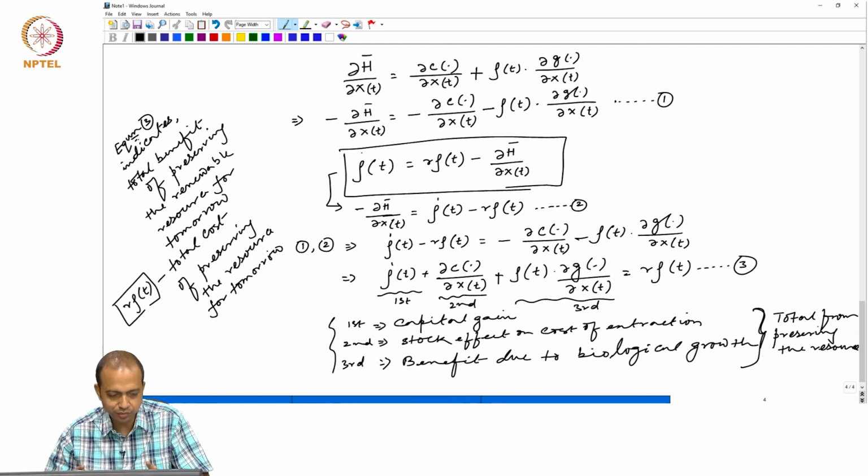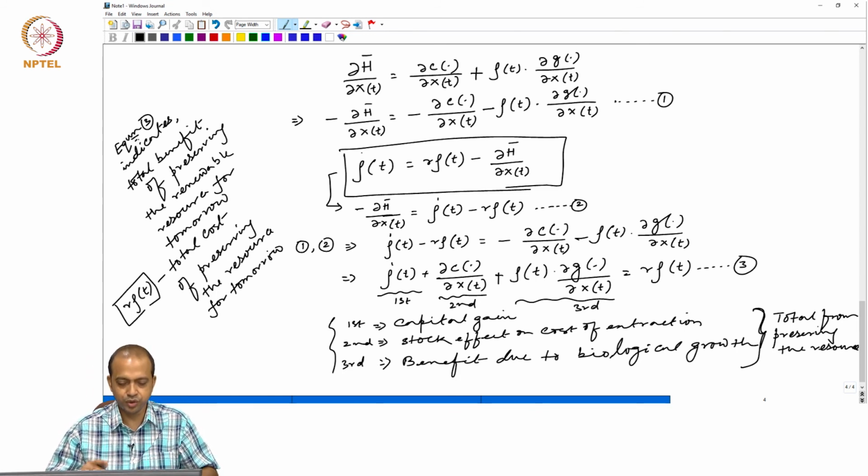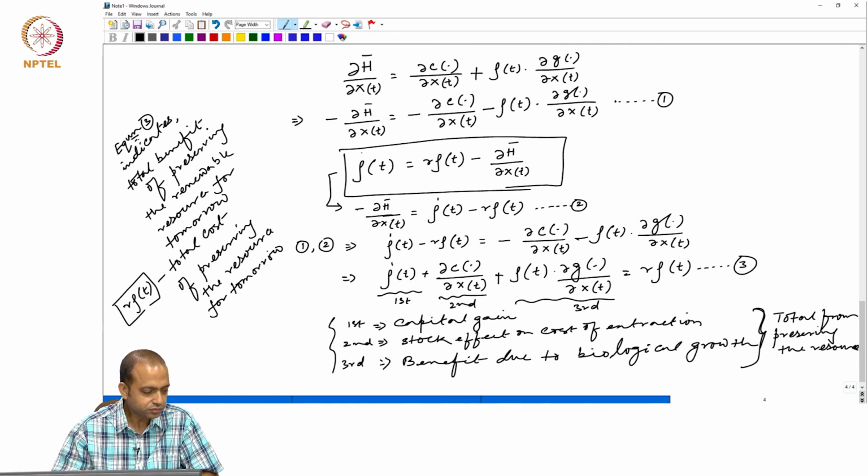So, at equilibrium, total benefit should be equals to total cost. That is why this equation says total benefit of preserving 1 unit of renewable resource should be equals to total cost of preserving the resource at equilibrium. So, when these two things are equal, then we say that we are on the optimum path of extraction. Okay, right? Optimum path of extraction.